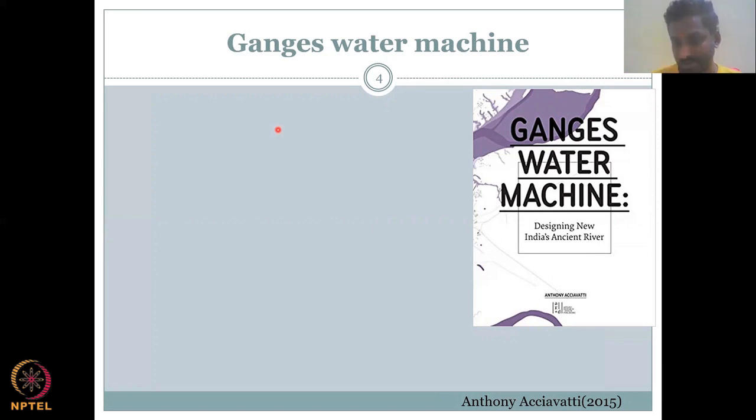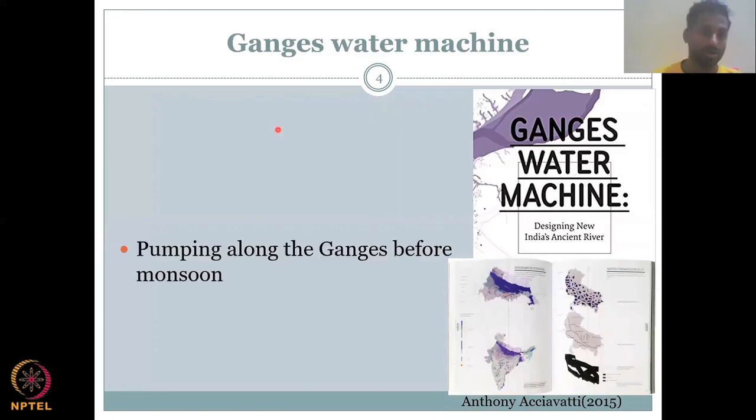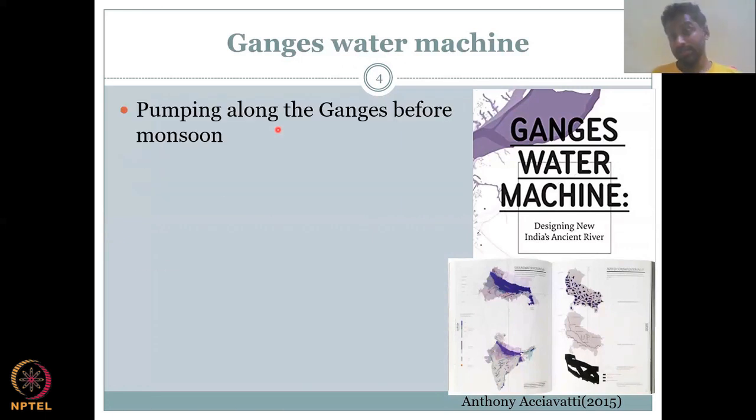There's a book by Anthony in 2015 on this Ganges water machine. Please see if you could look at it and what they talk about. I will give you some examples of what it is. What does Ganges water machine mean for groundwater?